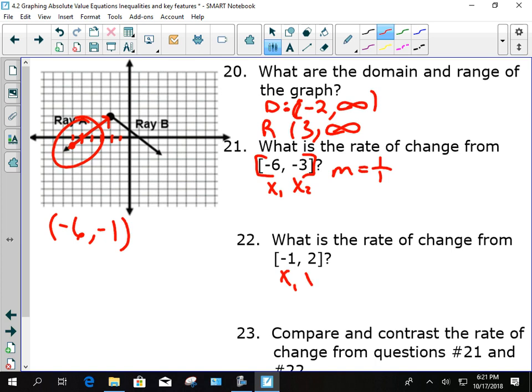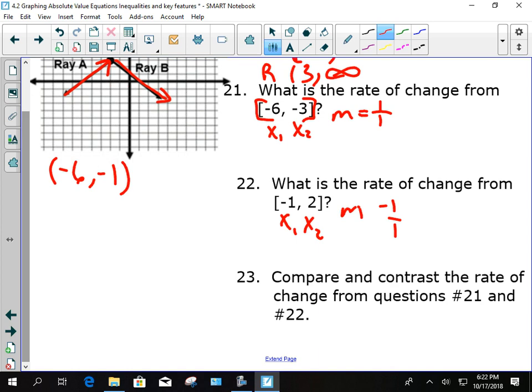-1, that's your x1, -1, 2. So that means I'm talking about this ray. This ray is decreasing. It's going down from left to right. So that means my rate of change is -1/1. See, this ray right here that I'm erasing, you just got to figure out which ray you're on. Your rate of change for these is 99% of the time going to be 1/1. You just got to figure out, am I talking about the positive ray or the negative ray? Compare and contrast the rate of change. They're the same, because remember, rate of change, the negatives don't matter.